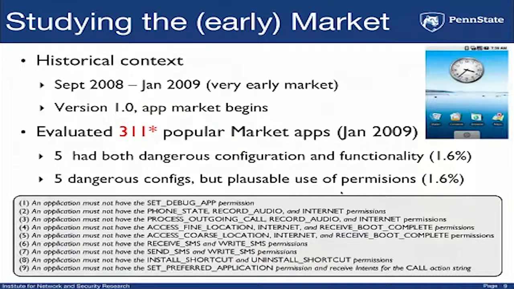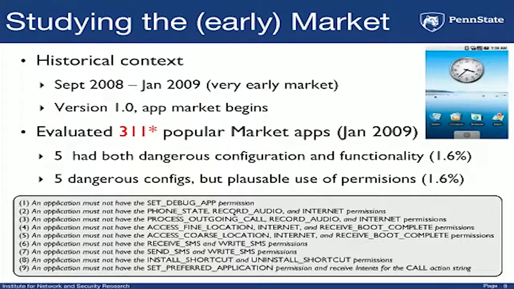And then we basically went to the Android market in January of 2009, which again is 3 or 4 months since the introduction of Android, and said, at the very inception of the market, are applications asking for dangerous or unsafe permission sets? So we downloaded the top 20 applications from the major categories. Turns out that in a couple of categories, it was so early in the market, they didn't even have 20 applications at that point. And we did an evaluation.